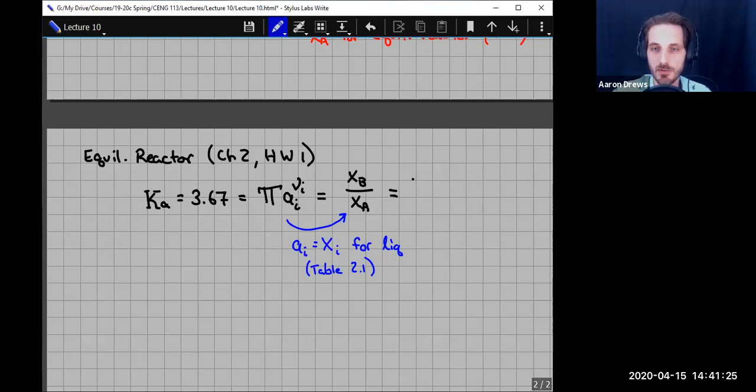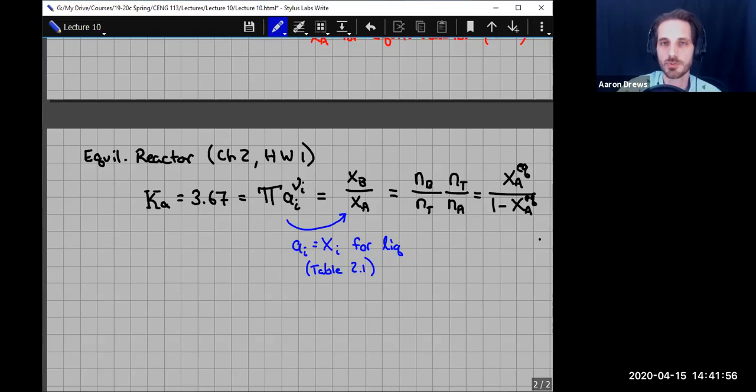X sub B, the mole fraction of B, is equal to the moles of B divided by the total moles. And similarly, X sub A is moles of A divided by the total moles. So ever so nicely, our moles cancel out. And so we end up with N sub B over N sub A, which we can eventually write as XA over 1 minus XA. The XAs that we're calculating here are XAEQ.